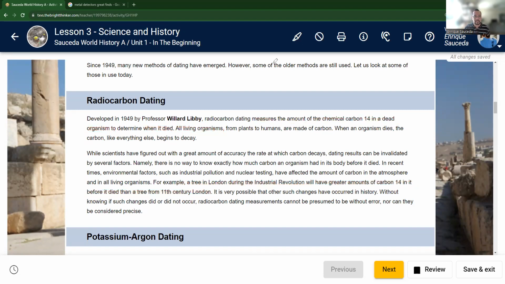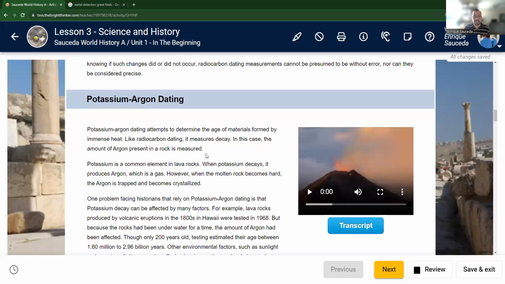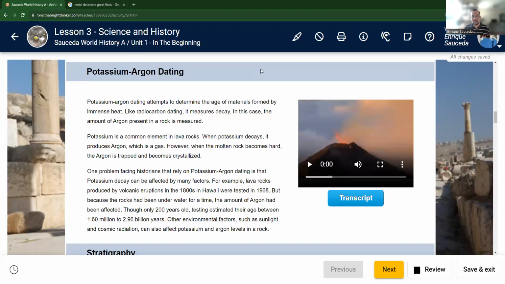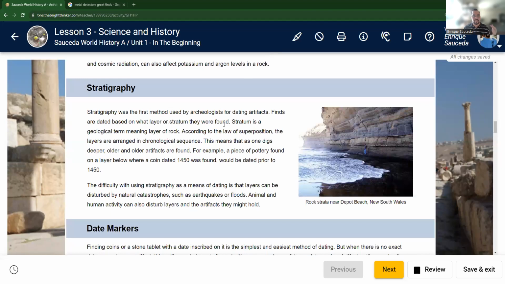Potassium argon dating, same concept to an extent. It attempts to determine the age of a material formed by immense heat. Potassium is a common element in lava rocks. When it decays, it produces argon, which is a gas. However, when the molten rock becomes hard, the gas is trapped and becomes crystallized. So again, another method of trying to date these objects.